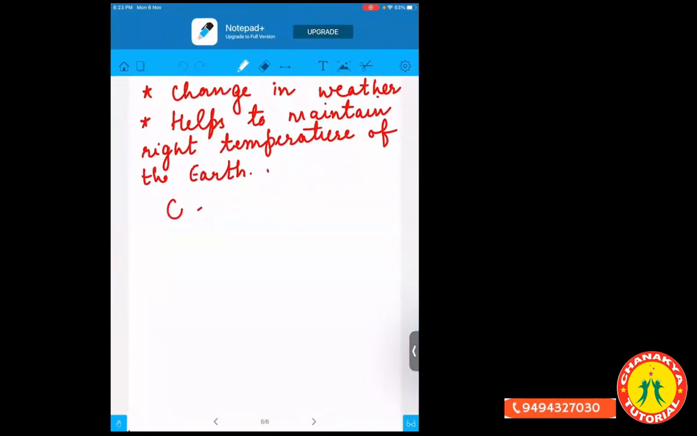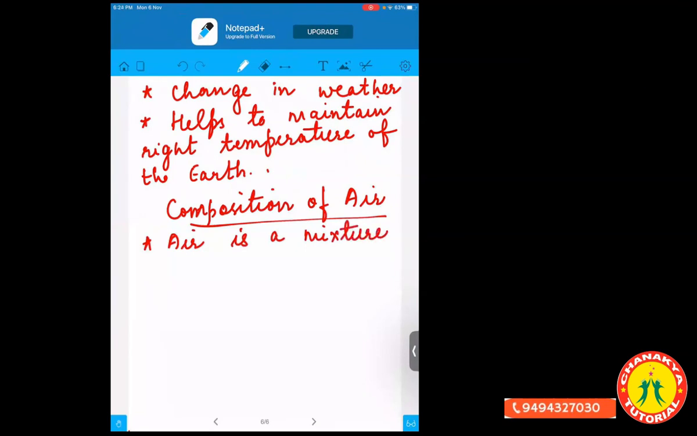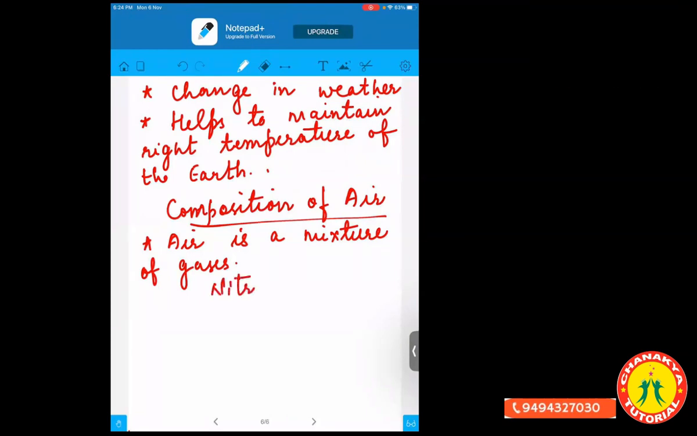Now coming to the next topic, the composition of air. Our air is made up of certain kinds of gases, or it contains certain gases. That is why we say air is a mixture. Air is a mixture of gases. And which gas is the highest present in the air? Nitrogen. Very good.